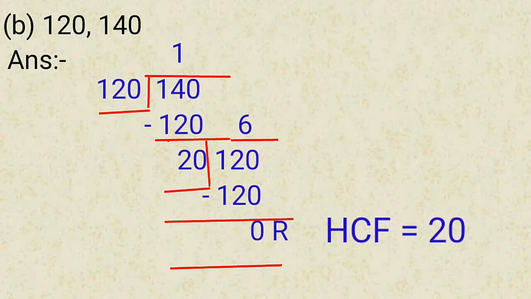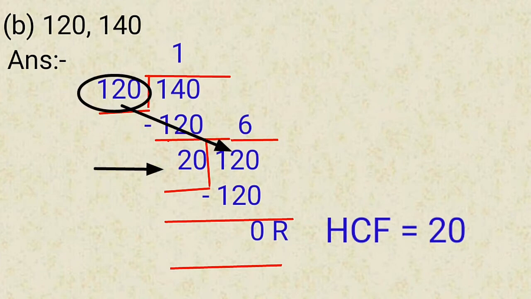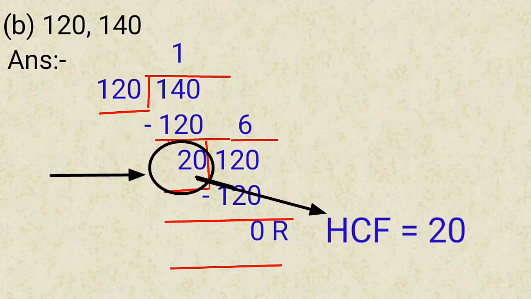Now B part is 120 and 140. So 120 ones are 120. 140 minus 120 gives us 20. Now let's take 120 as dividend and the 20 remainder, let us take it as divisor. So now 20 sixes are 120. So we get 0 remainder. So from here the last divisor is 20. So HCF is equal to 20. Answer.